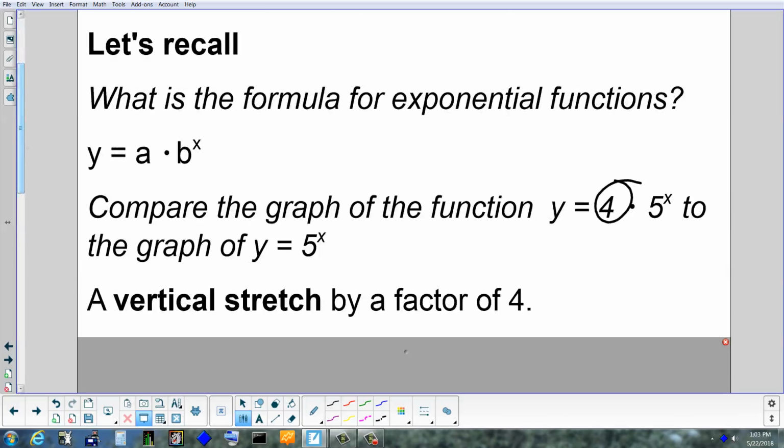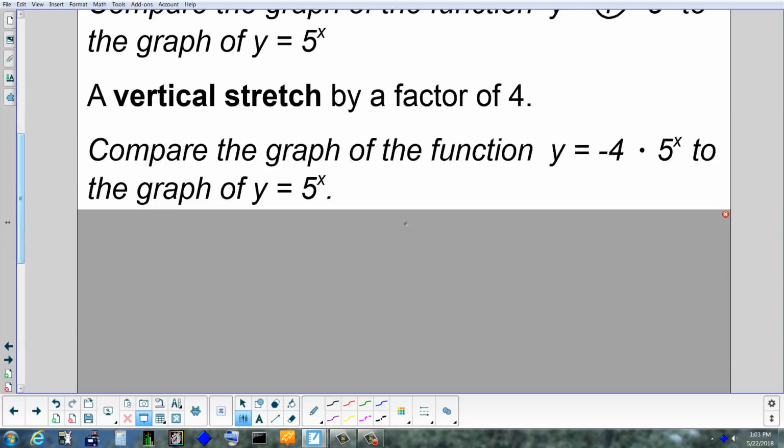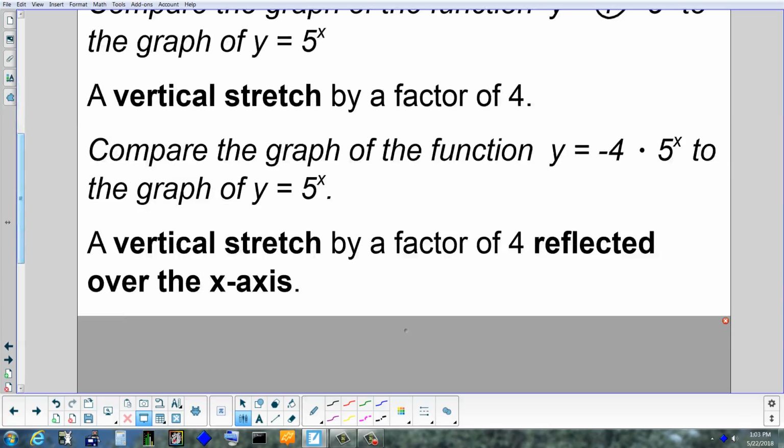Okay. How about that one? This time you're comparing y equals 5 to the x and y equals negative 4 times 5 to the x. Yep, Xander? A vertical stretch by a factor of 4 and flipped over the x-axis. So it's going to stretch out by a factor of 4 and it's going to reflect over the x-axis. Why do you have this extra step about reflecting? Because it's negative. Right, because there's a negative in front of the 4. You can say flip or reflected.